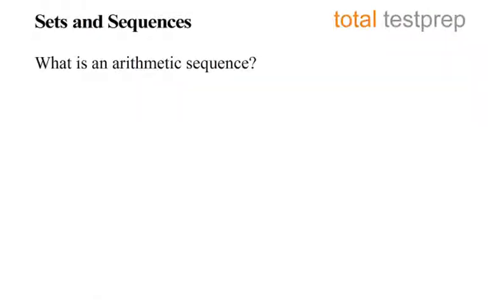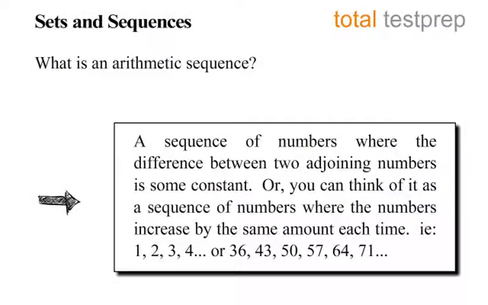What is an arithmetic sequence? A sequence of numbers where the difference between two adjoining numbers is some constant. Or you can think of it as a sequence of numbers where the numbers increase by the same amount each time. For example, 1, 2, 3, 4, in that case they all increase by 1, or 36, 43, 50, 57, 64, 71, and so on, where the numbers increase by 7. It doesn't matter what they increase by as long as they increase by a constant.